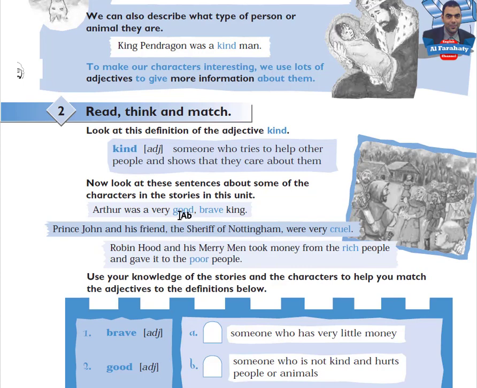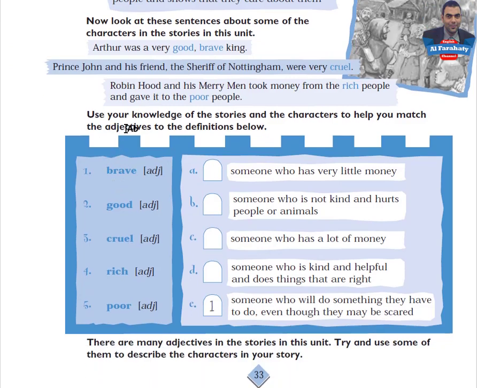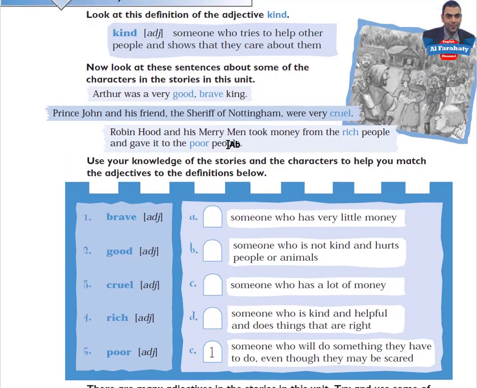All these words are adjectives: good, brave, cruel, rich, poor, and we use them to make our characters interesting or to give more information about them. Use your knowledge of the stories and the characters to help you match the adjectives to the definitions below. You are asked here to read these sentences again and use your knowledge of the stories and the characters to help you match the adjectives to the definitions.